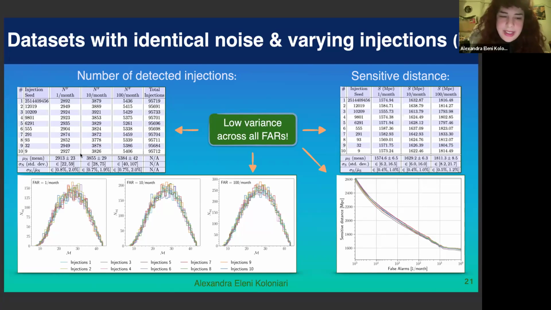And in the tables, you can see the confidence interval for the mean, the standard deviation, and the coefficient of variation for both the number of detected injections and the sensitive distance. And as you can see, for all false alarm rates, we do have pretty tight confidence intervals.